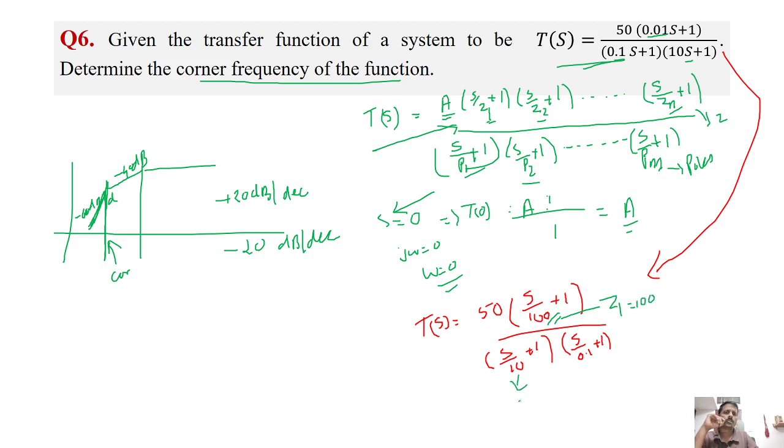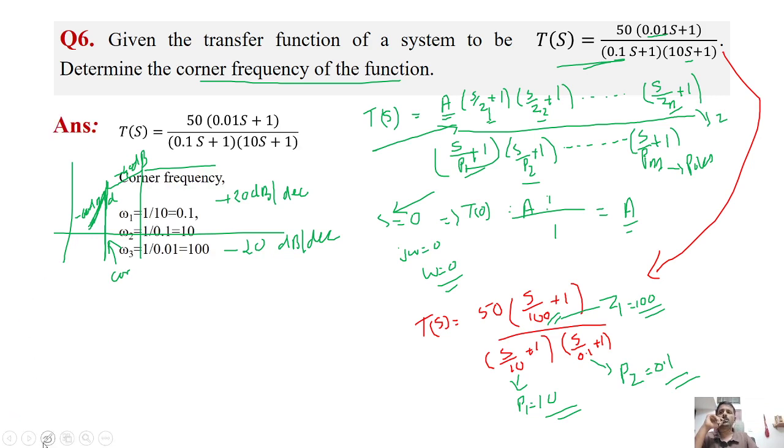Here it is P1 equal to 10, and say this is P2. Say P2 equal to 0.1. So these are the frequencies. So 0.1 is one frequency, 10 is one frequency, and Z1 is another frequency. So these are the three corner frequencies of that particular system. So this is how we will find the corner frequency of that particular system, and that is what I have written here in the solution.